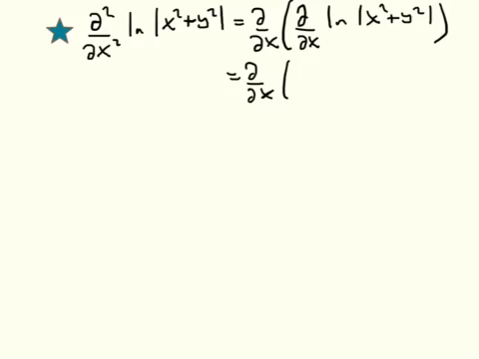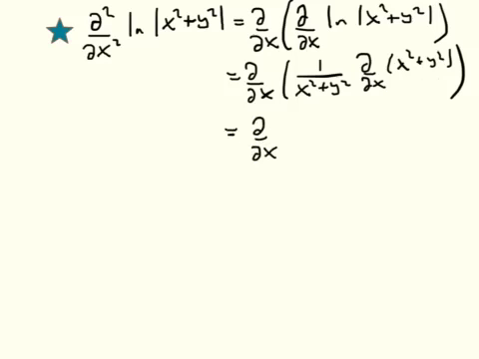So 1 over x squared plus y squared times the derivative with respect to x of the argument, so that was x squared plus y squared. And this derivative is just going to be 2x. So we get d by dx of 2x over x squared plus y squared. So now to differentiate this, we're going to use the product rule.